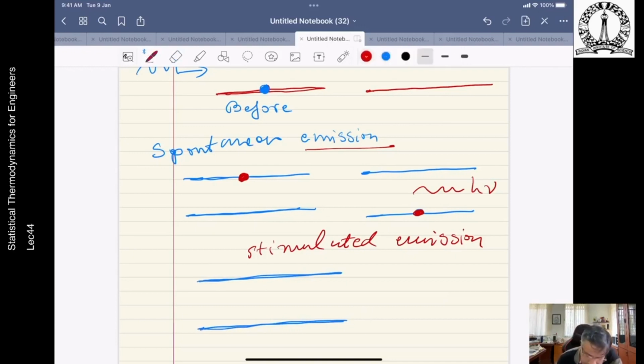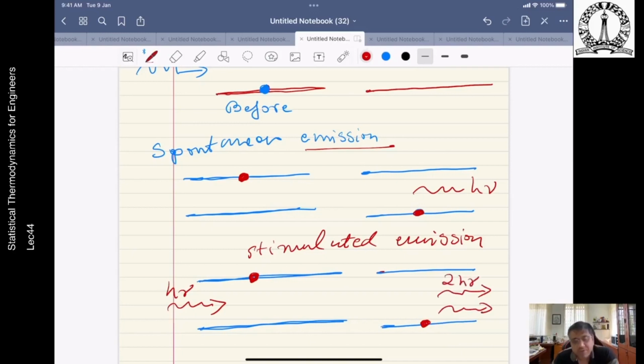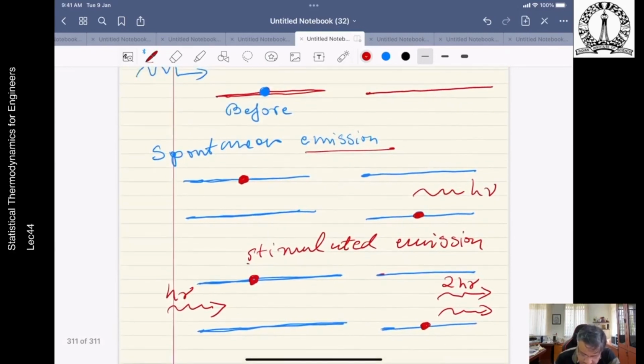Okay, so there was this at the excited stage. Now you have hν, that is hitting this. All right. So now what happens is that in the next step, you have the particle now residing in the ground state, but there is 2hν amount of energy that is released. Okay, so this is called stimulated emission.